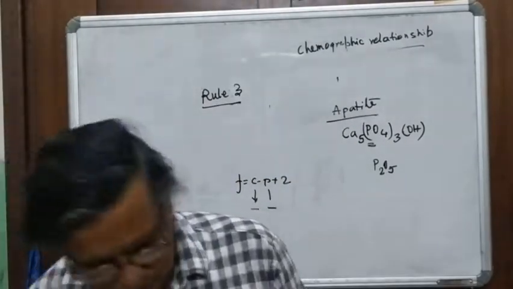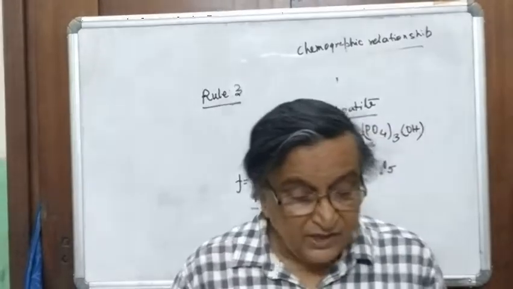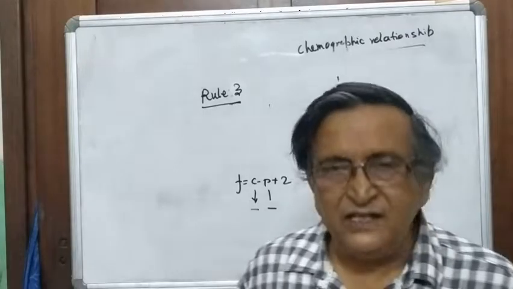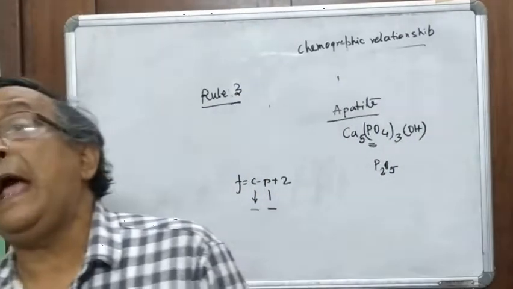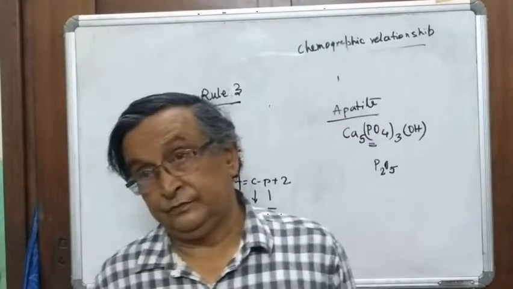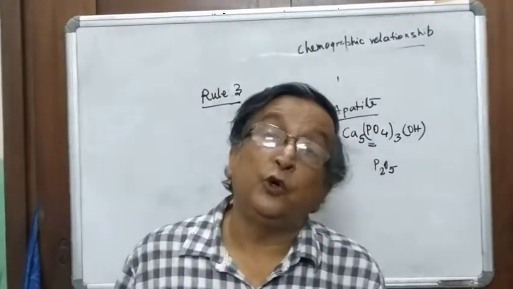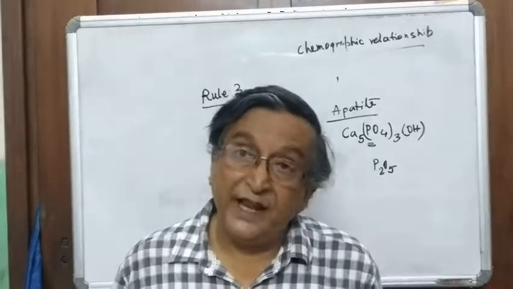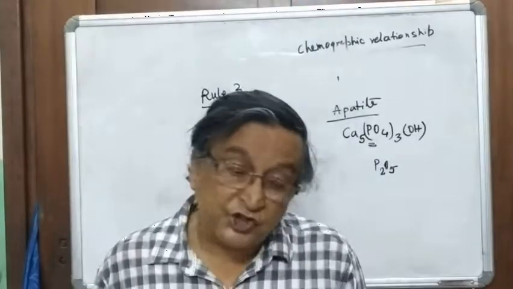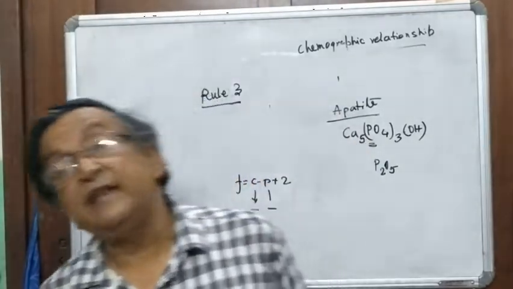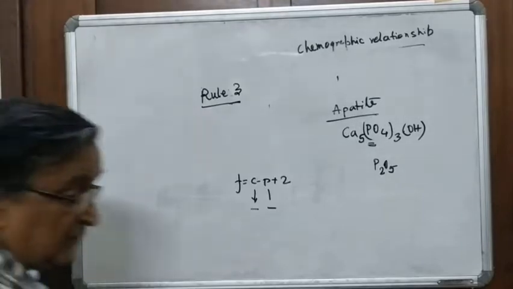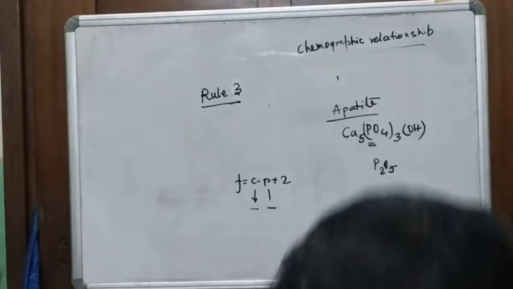Now we come to rule 4. What is rule 4? Components that are not sufficiently abundant to stabilize a mineral can be ignored. Components that are not sufficiently abundant to stabilize a mineral can be ignored. Say, for example, I will give you an example of rule 4.